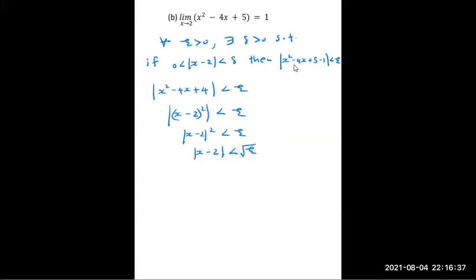So I take my delta, choose delta to be square root of epsilon. Okay. Now we give the formal proof for this limit statement. So how do we start the formal proof?